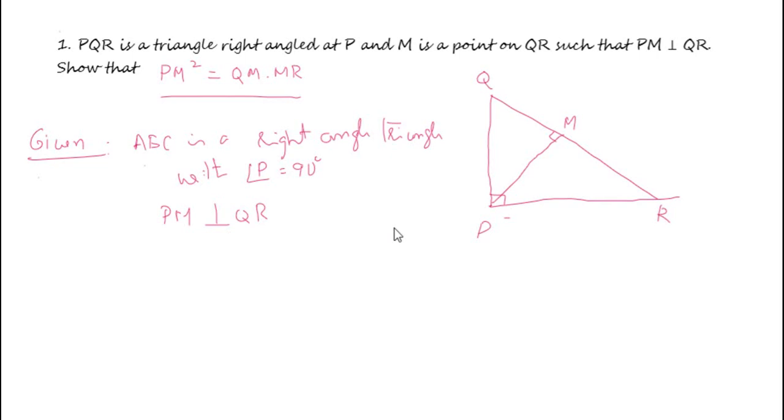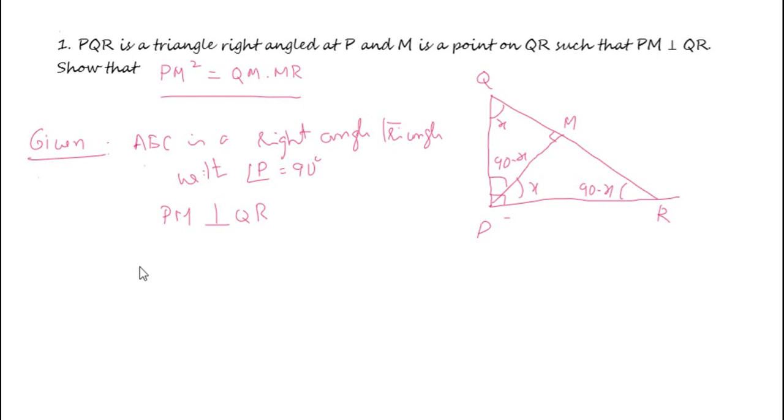Now let angle Q be X. Let this be X. If this is X, this is 90, this angle becomes 90 minus X. If this becomes 90 minus X, this total angle is 90, so this becomes X. And again, if this is X, this angle becomes 90 minus X.